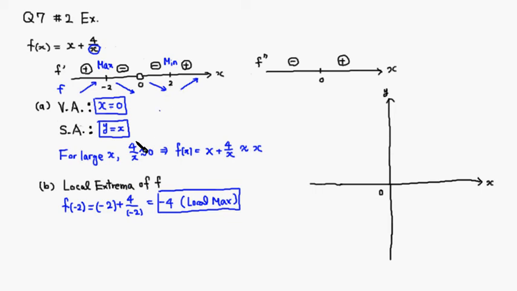And the local minimum occurs at x equals 2, so plug in x equals 2. You have 2 plus 4 divided by 2, which is going to be positive 4, and which is the local minimum. So we have that.